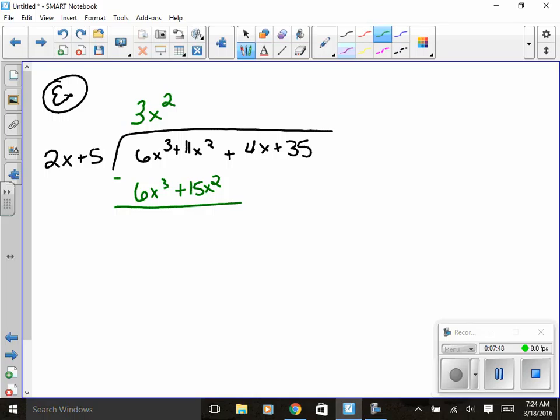Now I'm going to go ahead and subtract these. I know that x cubed is going to eliminate. Now I've got 11x squared minus 15x squared, which is a negative 4x squared. And then I drop that 4x. I'm moving on now to the next term, and I know that it has to be a negative 4x squared. So I have that 2x on the left, so it's going to be a negative 2 in order to get that negative 4. I have an x over here on the left, but I need another x to get that x squared.